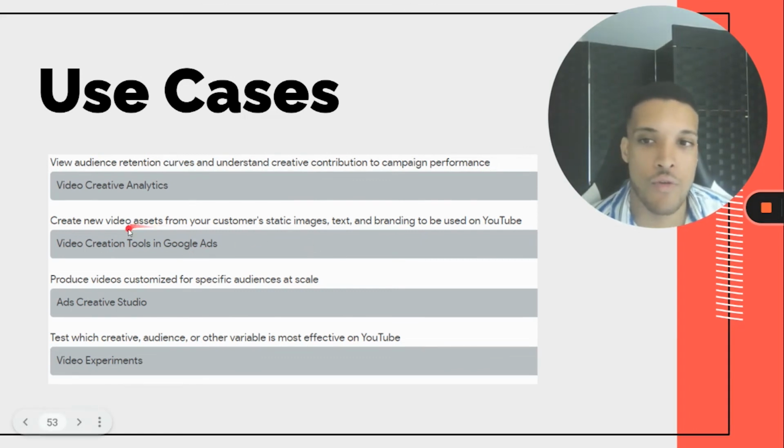And then for creating new assets, you can use the video creation tools on Google Ads, which is in the back end of Google. So images, text, and branding to be used on YouTube. And then if you want to actually produce new creative, you can use Ads Creative Studio for specific audiences at scale. And then finally, the Video Experiments tool in YouTube to see which audiences resonate the most with certain videos.